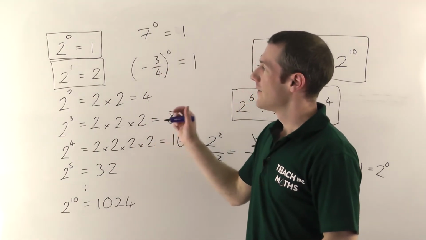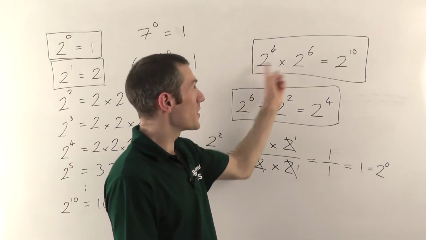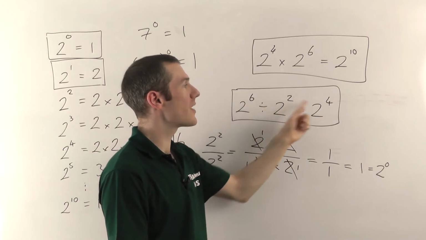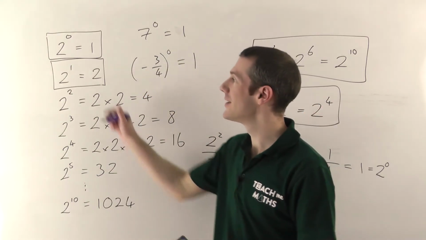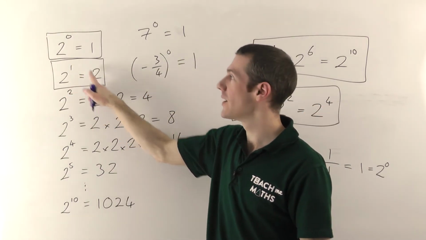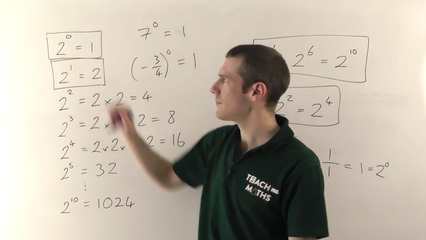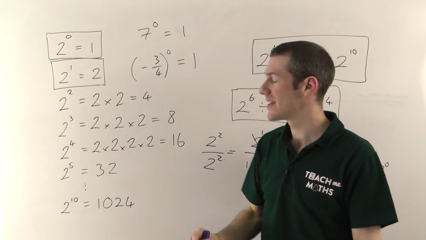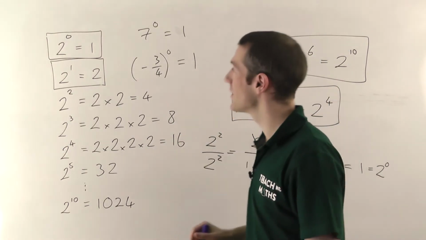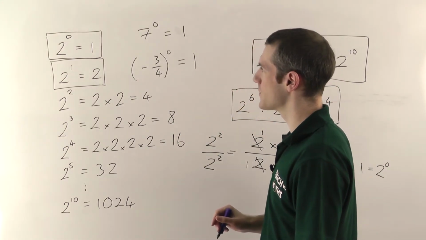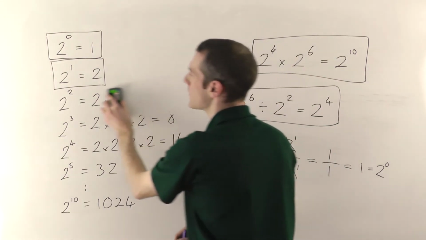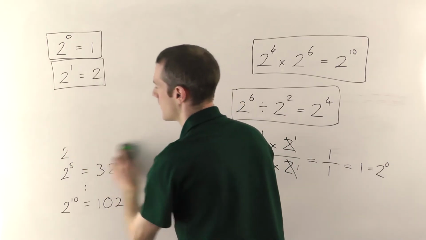So, first law of indices, when you're multiplying, you add the powers. Second law of indices, when you're dividing, you subtract the powers. Third law, anything to the power 1 is itself. And the fourth law of indices, anything to the power 0 is 1. Now there's one more law which is very important that I want to show you. I'm going to need a bit more space for this, so we'll perhaps rub these out, I think.